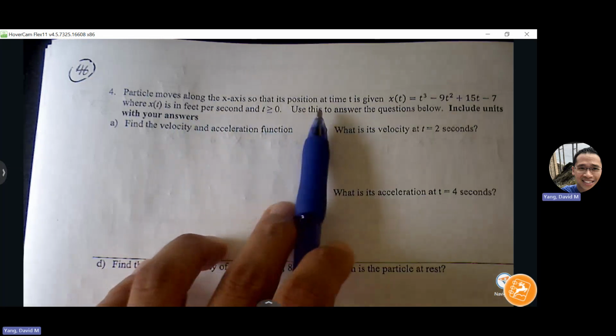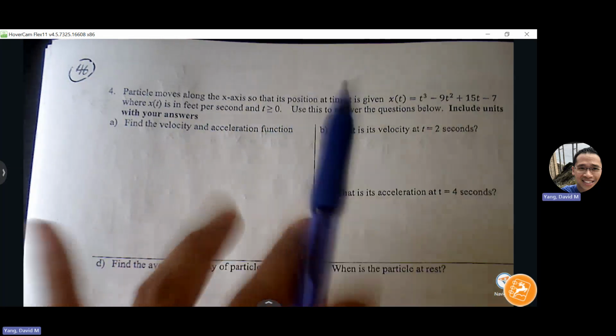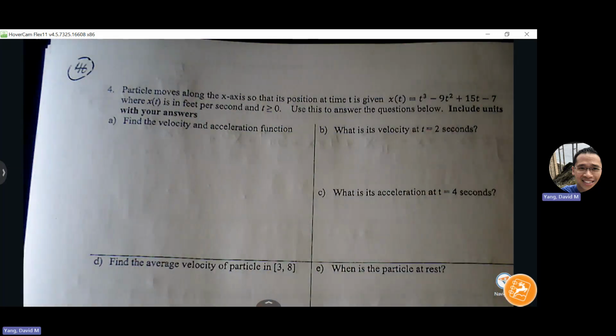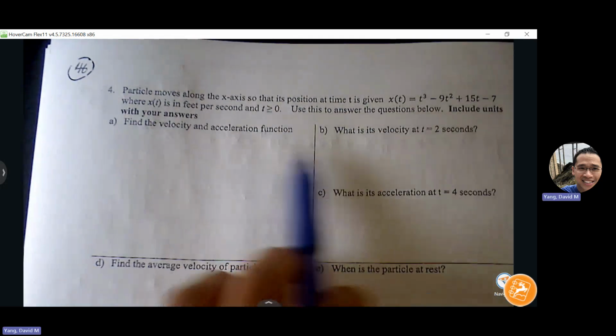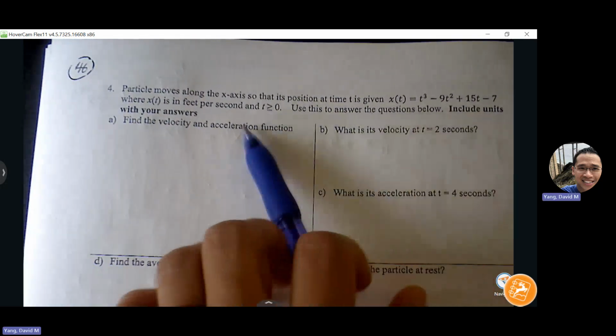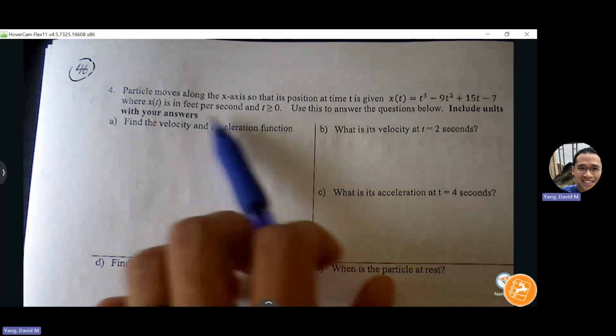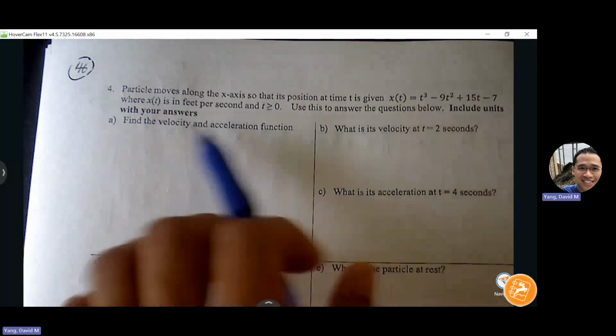A particle moves along the x-axis. Your particle motion problem will look like this page. Being able to get through this page is really good, because you'll get a quotient rule problem and you'll get a power rule problem. It's front and back. A particle moves along the x-axis so that its position is given by x of t, and we're only dealing with t values greater than or equal to 0, in feet per second. Include units with your answers.